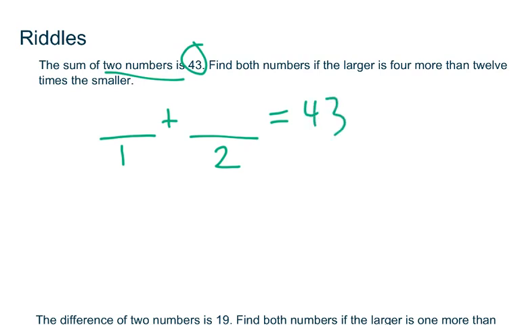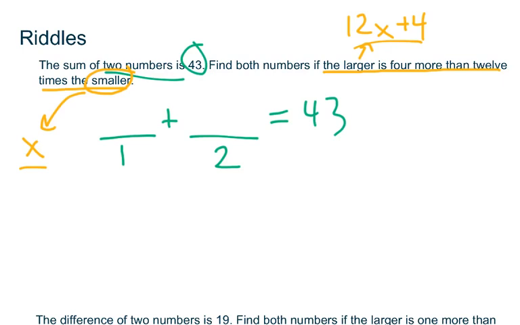Now, here's the catch. We have to do a little bit of reading and interpreting here. Find both numbers if the larger is 4 more than 12 times the smaller. We don't know anything about the smaller number, so we're going to let the smaller number be x. That means the larger number is this expression of x: 4 more than 12 times the smaller, 12x plus 4. Now I've found my two numbers, and I put them in here.